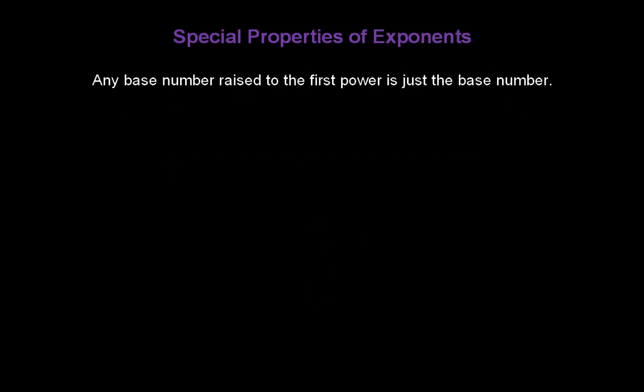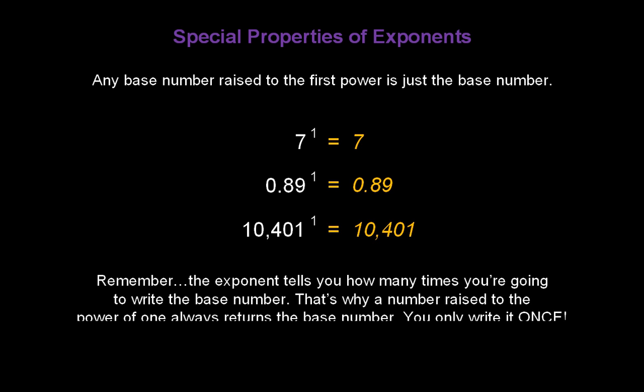Here are some special properties of exponents. Any base number raised to the first power is just the base number. 7 to the first power is just 7. The decimal 0.89 to the first power is just 0.89. 10,401 to the first power is just 10,401.